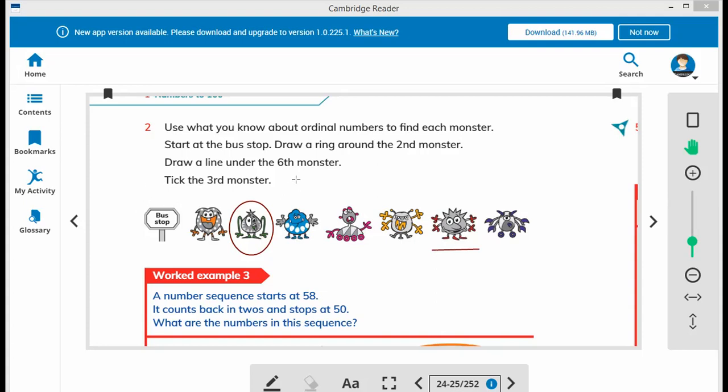Tick the third monster. So 1, first, second, third. This one is the third monster, and I'm going to tick the third monster.